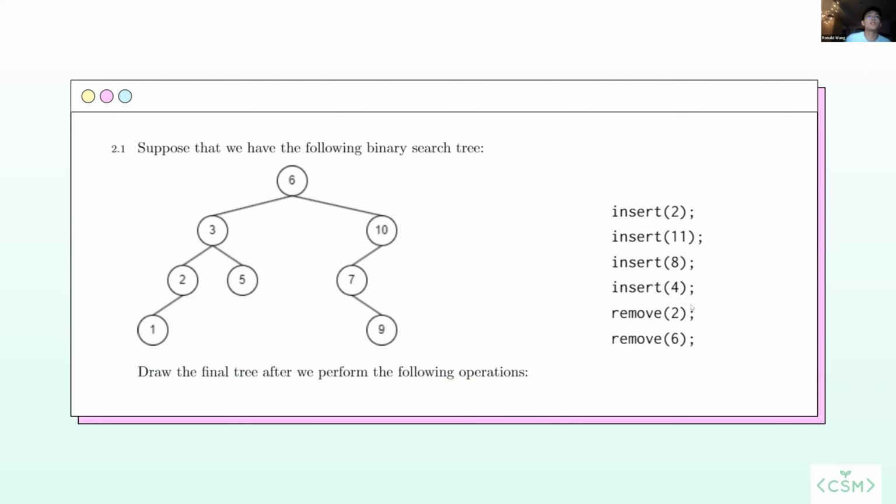So the text of this question is, suppose that we have the following binary search tree. As you can see, we have a binary search tree here. And then we want to draw the final tree after we perform the following operations. And we have 6 operations here. Seeing as the first 4 operations are all insert operations, let's take some time to go over what insert in a binary search tree does.